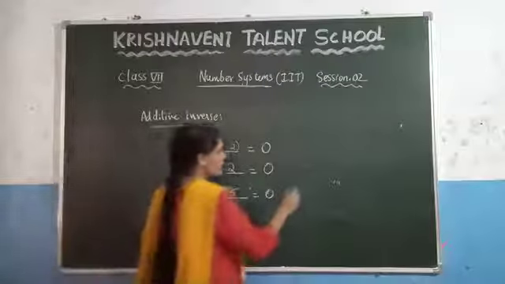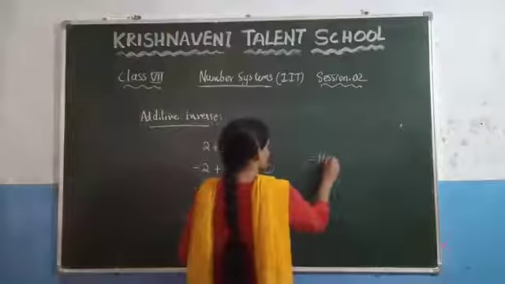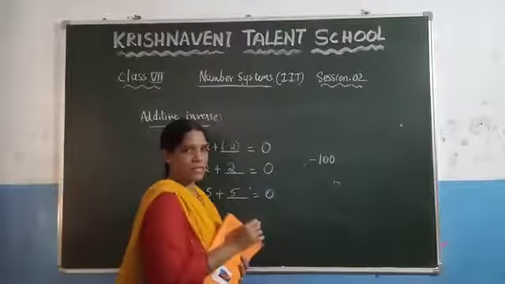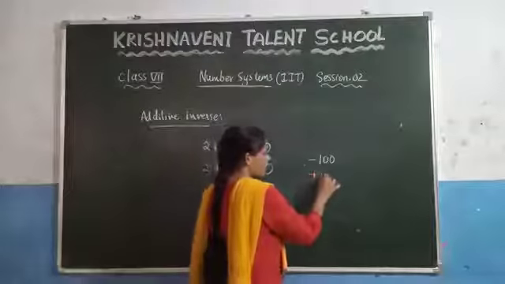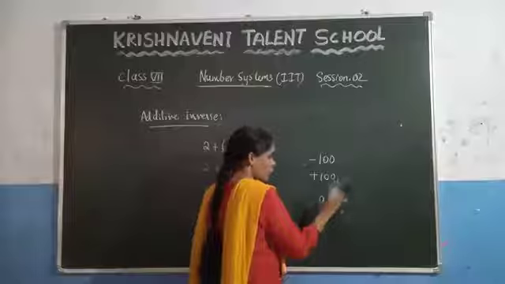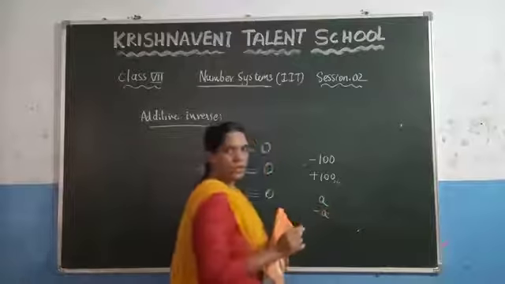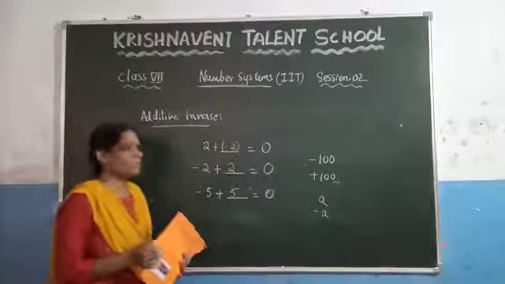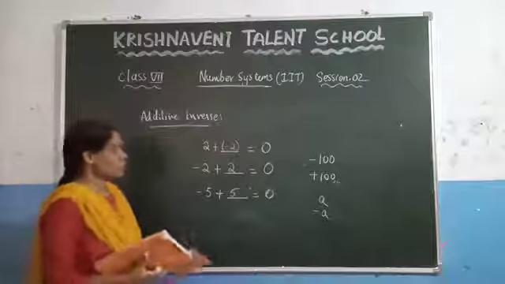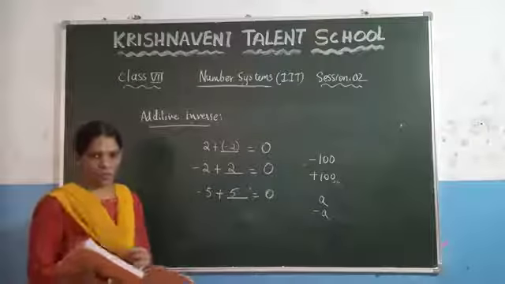Let us consider one number which is minus 100. What is the additive inverse of minus 100? Which is plus 100. What is the additive inverse of a? Which is minus a. Okay, what is meant by the additive inverse? We just need to take the number such that the result must be equal to 0.